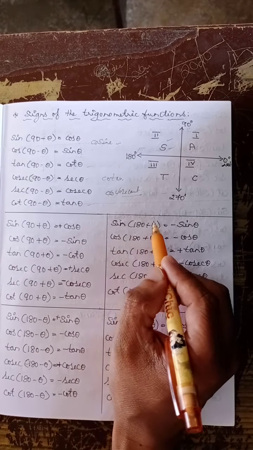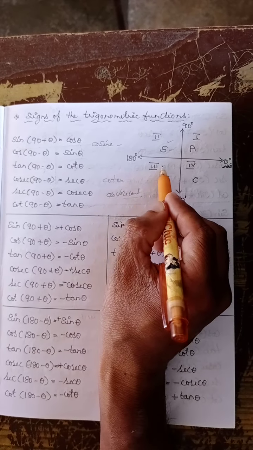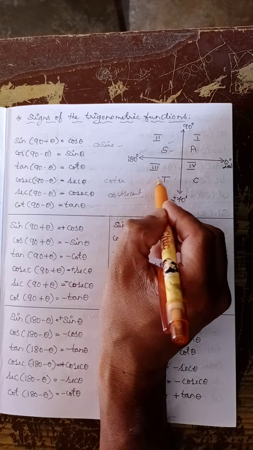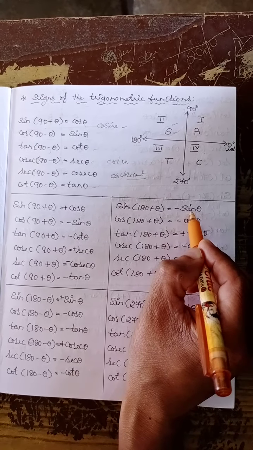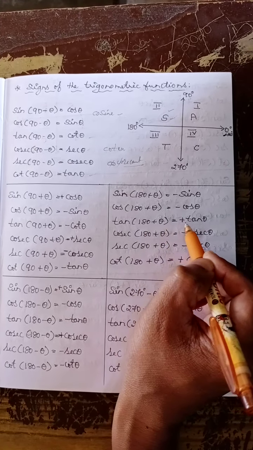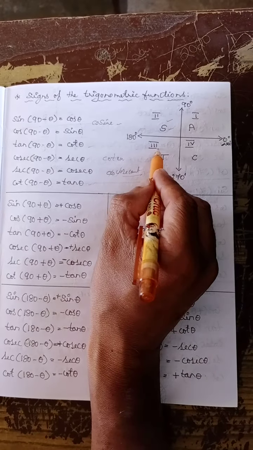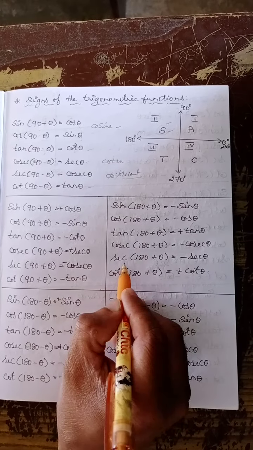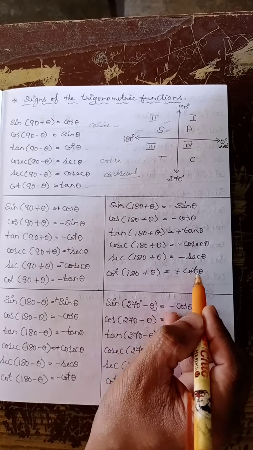Now we can see trigonometric functions of 180 plus theta. Where does 180 plus theta belong? It belongs to the third quadrant. There, tangent and its reciprocal cot are only positive; the rest of all trigonometric functions are negative. Therefore sine of 180 plus theta is minus sine theta, cos of 180 plus theta is minus cos theta, tan of 180 plus theta is plus tan theta, because tangent is positive in the third quadrant. Cosec of 180 plus theta is minus cosec theta, secant of 180 plus theta is minus secant theta, and cot of 180 plus theta is plus cot theta.